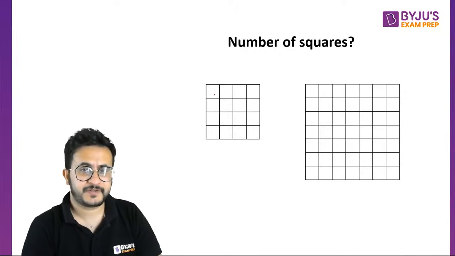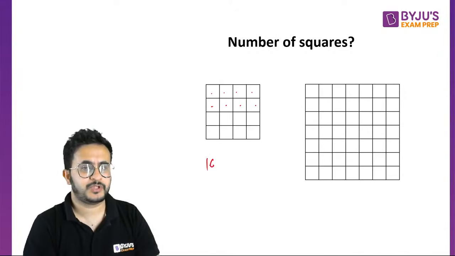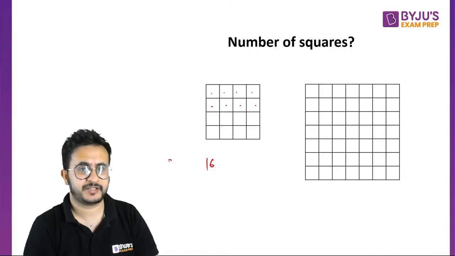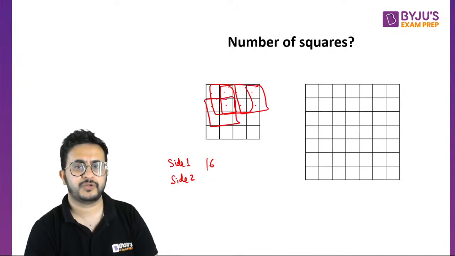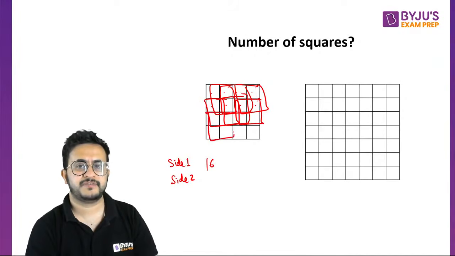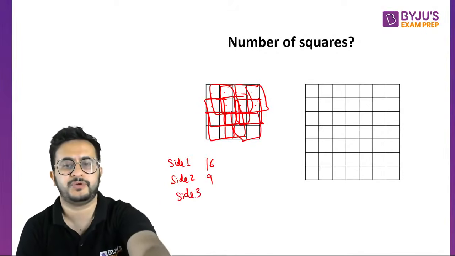Okay. So first figure we can manually count 1, 2, 3, 4, 5, 6, 7, 8, 16 small squares, right? Side one, like as I said that side one, there are 16. If I talk about side two, then you have 1, 2, 3, 4, 5, 6, 7, 8, 9. So there are 9 squares of side length 2. If we talk about side length 3, okay.